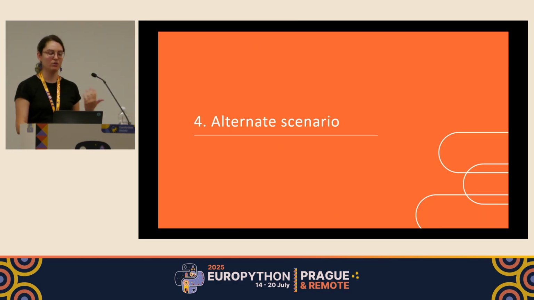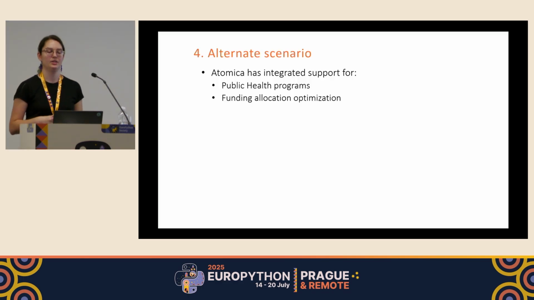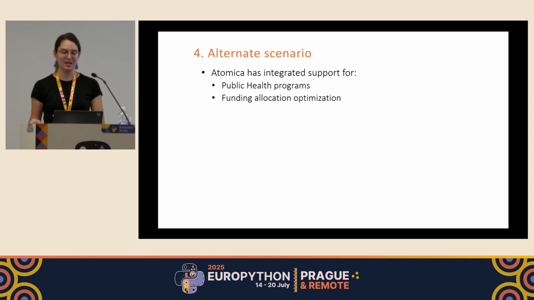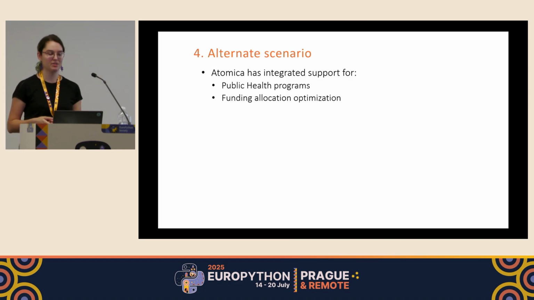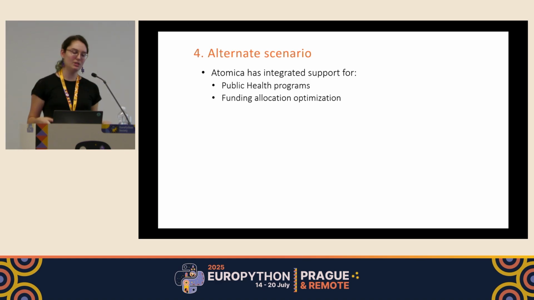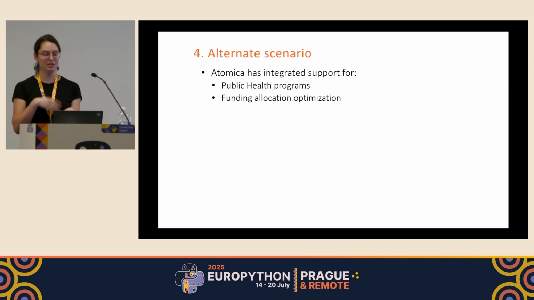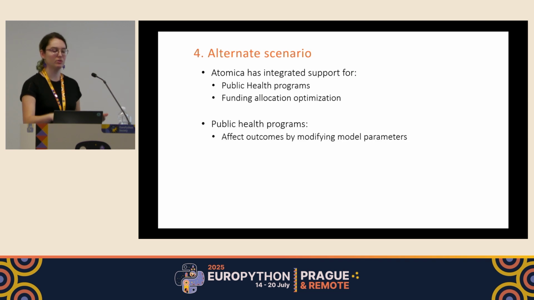So now we can look at an alternate scenario. As I mentioned, Atomica has integrated support for public health programs and funding allocation optimization. So the main public health types of programs that I mentioned are testing, treatment, and vaccines. But of course, there are different ways of doing that, different types of treatment, different types of tests. So we actually have a long list of public health programs which we can then plug into the optimization algorithm so that it can then tell us the optimal allocations. However, it would take a bit too long to cover that.